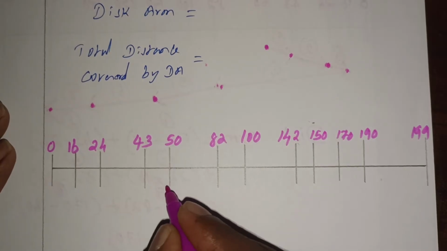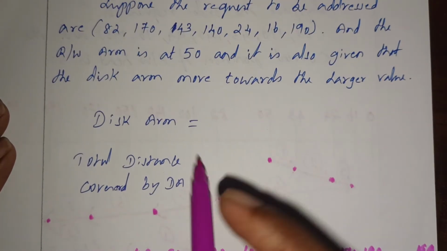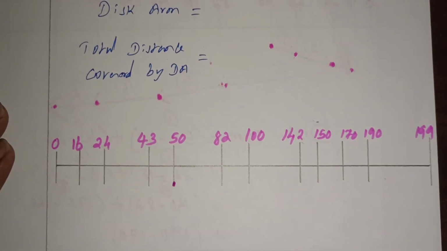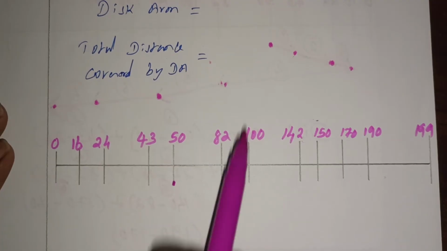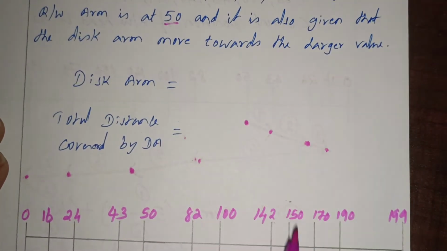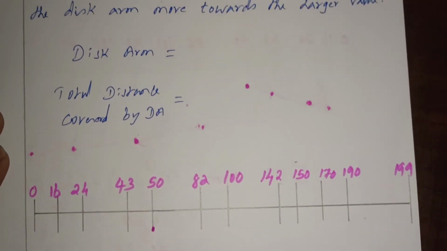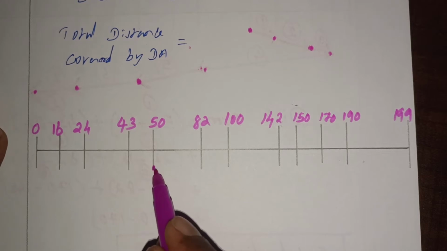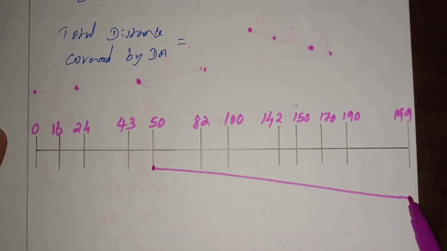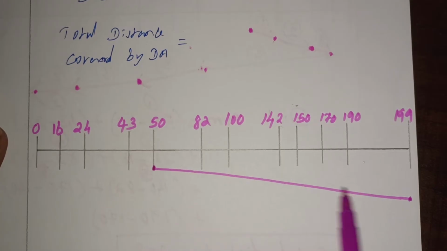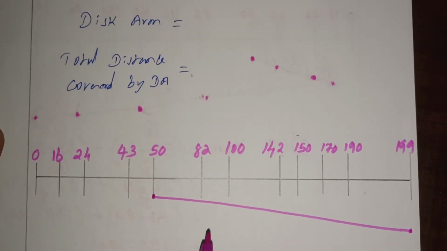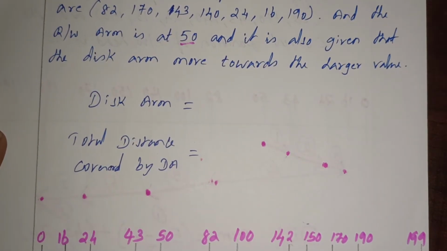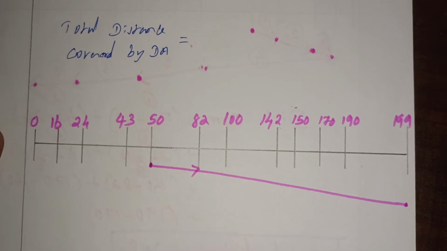Now let's place the header at 50, based on this question. Right now this header is going towards the larger values, as given, and we are going to serve all the requests. We'll draw this SCAN first so that you will understand. It is traveling from 50 to 199, so this is the path. Now check all the requests between 50 and 199. The first request is 82, so 82 will be served. I have marked that 82 will be served.